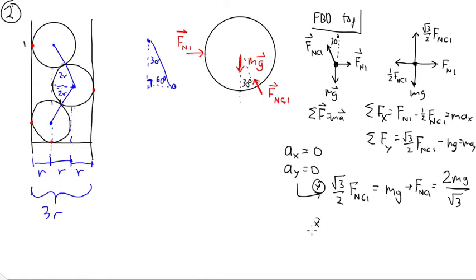And then in the x direction, we have that normal force. Sorry, Fn1 to the left. Wait a minute. Oh, to the right, sorry, equals 1/2 Fnc1, and so that first normal force is going to be half of this, so it's just going to be mg over square root of 3. So at point 1, the total normal force from the wall is going to be mg over square root of 3.